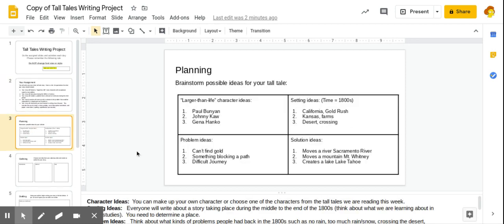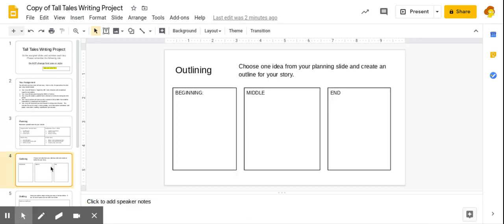Yesterday, I went through and I brainstormed some possible characters, some possible settings, some possible problems, and possible solutions. So I'm really feeling the Gold Rush idea. So today's activity is going to be slide number 4, outlining. So basically, we're just going to plan out the beginning, middle, and end of our story. So if you recall, when we create a narrative and we work through the plot, in the beginning is where we're going to think about who the character is and introduce the character to our reader.